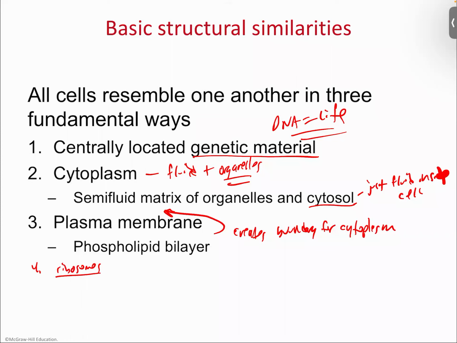Ribosomes. Basically, these are protein complexes that make protein. Another one of those little circular sorts of things, right? But that's what these guys are. So these are protein complexes whose job it is to make proteins.